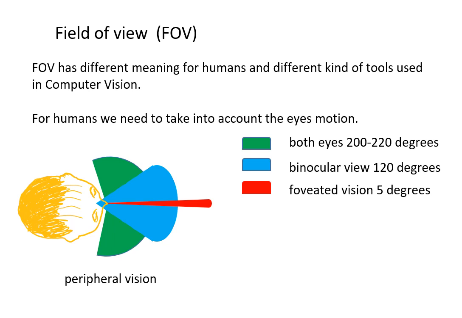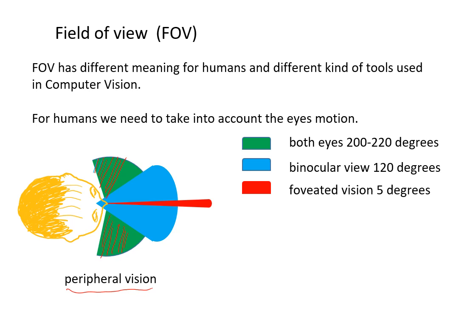So we consider this region of the left eye as the peripheral vision of the left eye, and this is the peripheral vision of the right eye. The peripheral vision, as we have said in some previous slide, is due to the rods.